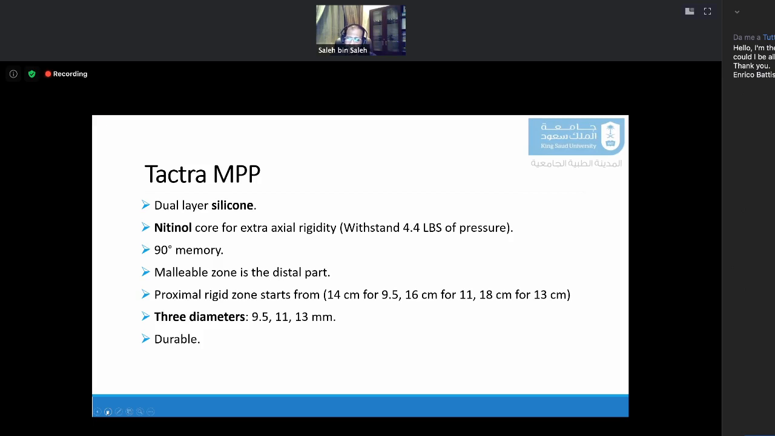Usually, the malleable zone is at the distal part, and I will show in the next slide the three different options for the malleable prosthesis. It is durable, and this prosthesis has been cycled from 0 to 90-degree bending maneuvers 100,000 times without mechanical failure. This is equivalent to twice the expected device life of almost 10 years. Next slide, please.